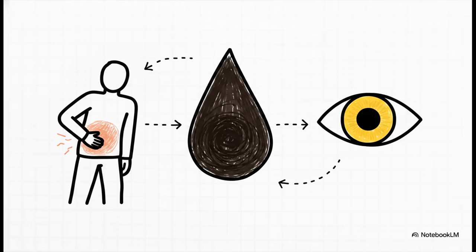Is his liver failing? Is his blood breaking down? Or is there a blockage somewhere? The dark urine is going to be a huge clue for us later on.